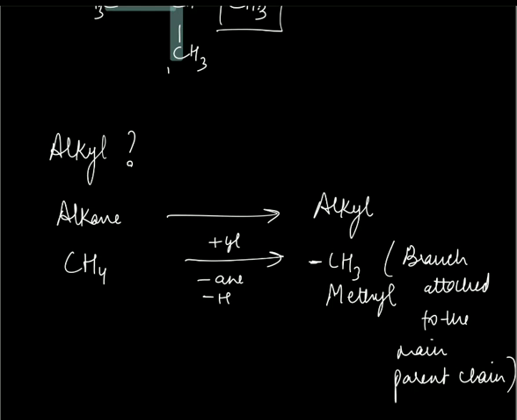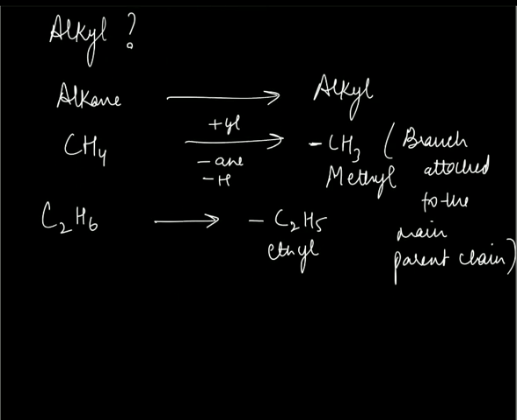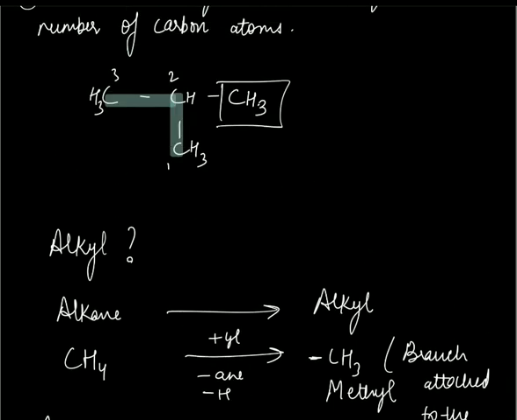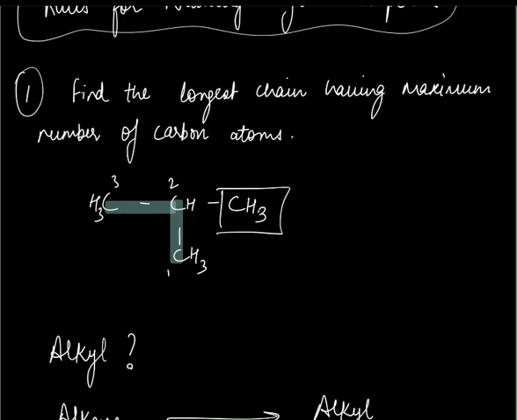Similarly, we can have ethyl: C2H6 can be changed into C2H5. This is called ethyl, and can be written as CH2CH3. And this bond, if you see over here, is a continuous bond attached to the main parent chain. In all these cases, you have a bond involved that shows it's attached to the main parent chain. Now coming to our name over here.